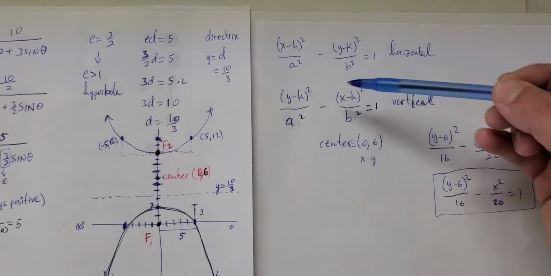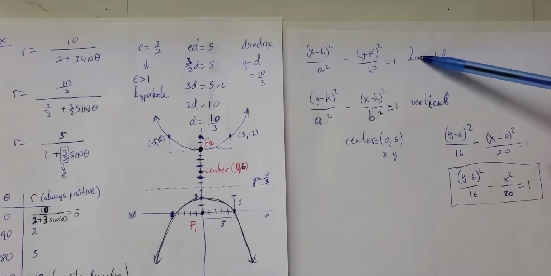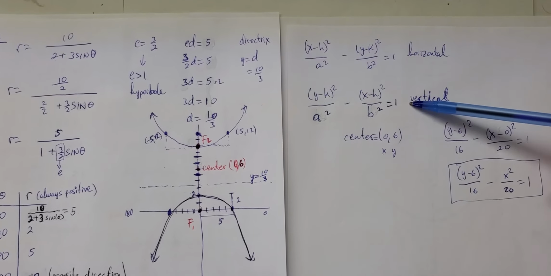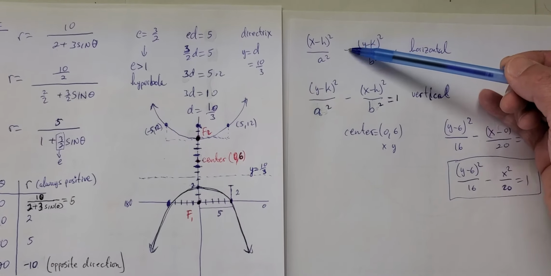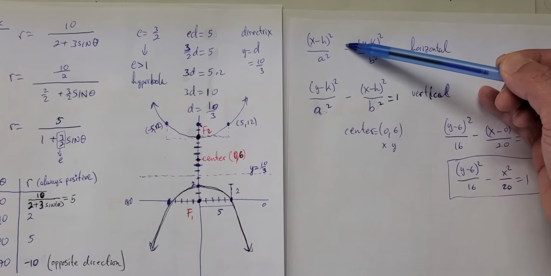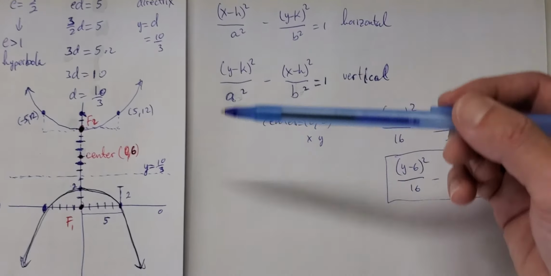Okay, so this formula is for a hyperbola. Horizontal is when X goes first, vertical when Y goes first. With a hyperbola, this is supposed to be minus. If this was plus, then it is an ellipse. Okay. So we have all this information already.